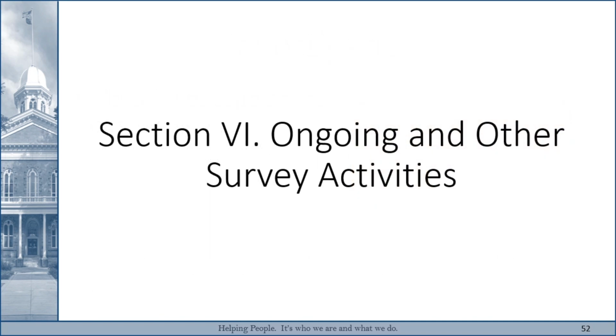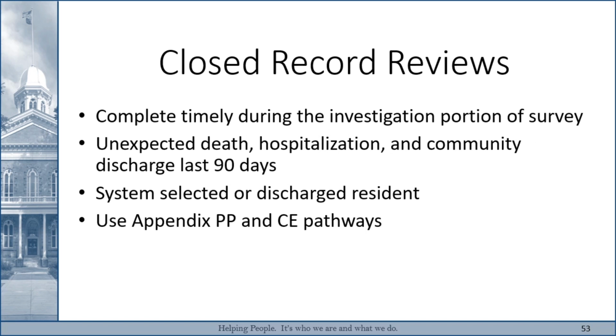Section 6. Ongoing and other survey activities. The system will select the residents for the closed record reviews. For death reviews, the system will select a resident who was not on hospice and died in the last 90 days. For the hospitalization review, the system will select a resident who went to the hospital and has not returned in the last 90 days.